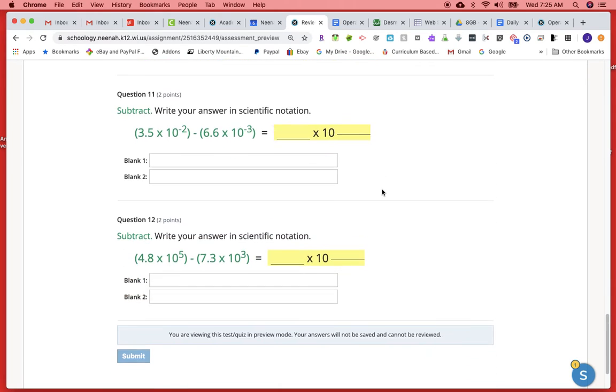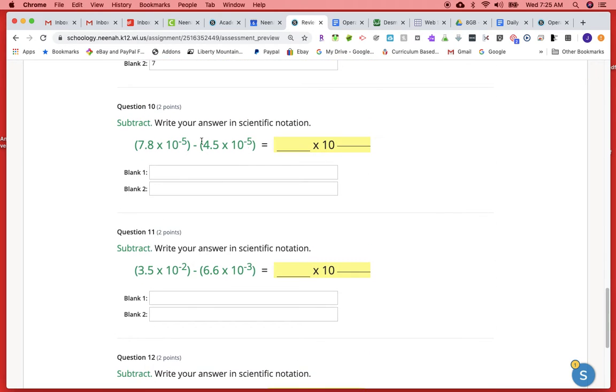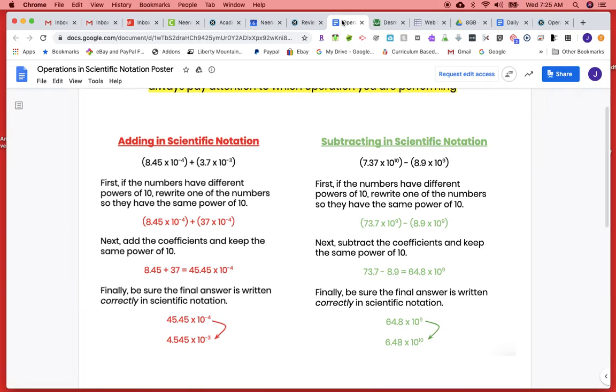In our last set of examples, we have the last 3 problems here, all dealing with subtraction. Subtract, write your answer in scientific notation. We have 7.8 times 10 to the negative 5th minus 4.5 times 10 to the negative 5th. So let's go to our trusty poster here. Now we're on the green one with subtracting.